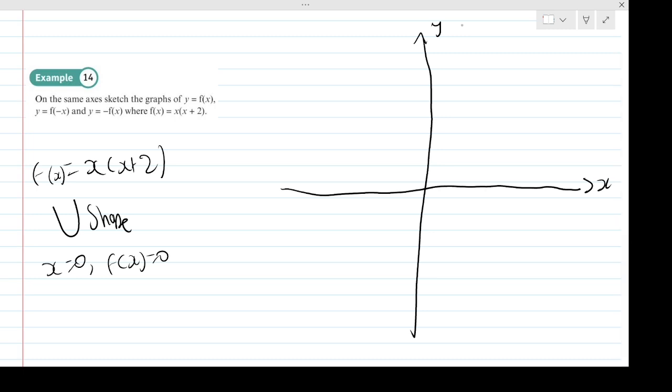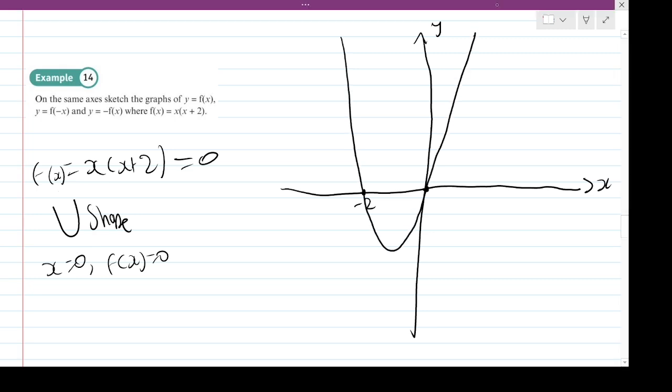Then we need to find the roots, so f of x equals 0. That means either x is 0 or x plus 2 is 0, which means x is minus 2. So it's going to go through x is 0 and x is minus 2. Okay, cool, so those are the roots. Then we can sketch the graph, and it's going to look like this. And that would be y is f of x.